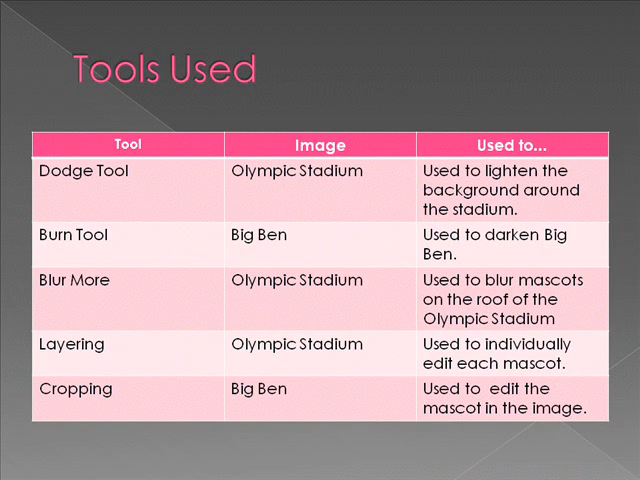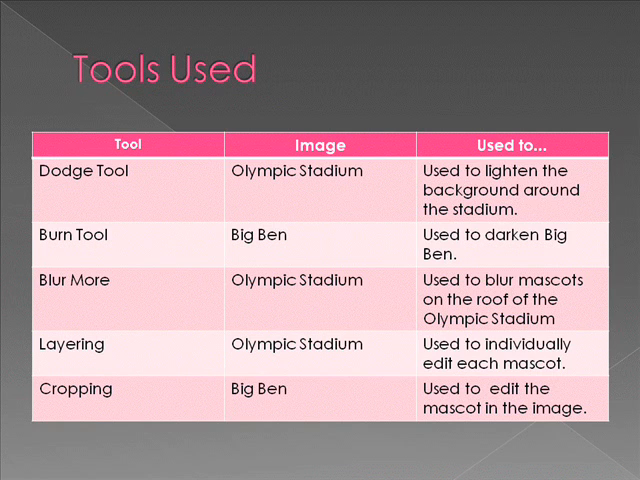This table shows some of the tools I used in order to edit my images. The dodge tool was used on the photograph of the Olympic Stadium. The tool was used because it allowed me to lighten the background and therefore allowed viewers to see more of the London landscape. The burn tool was used on the image of Big Ben. The tool was used because it allowed me to darken buildings in the photograph and therefore make Big Ben more of a standout feature of the image.